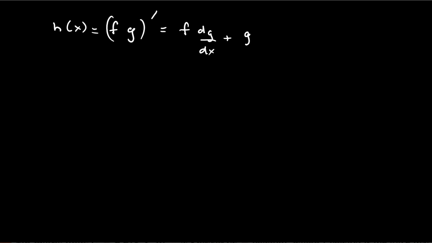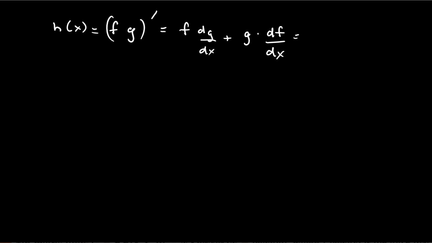Let's begin. The product rule tells us essentially that if I have a function, call it h of x, that's a product of two functions, say f and g, and I want to take the derivative of that product, it basically says that the derivative of this product is going to be the first term multiplied by the derivative of the second term plus the second term multiplied by the derivative of the first term.